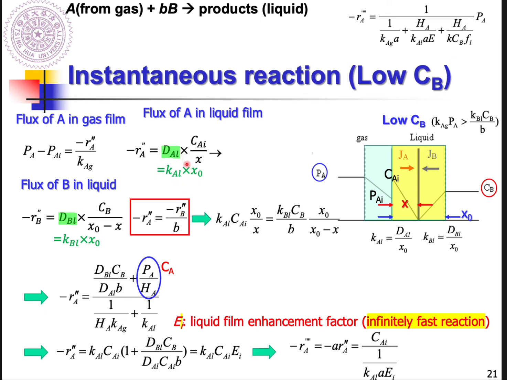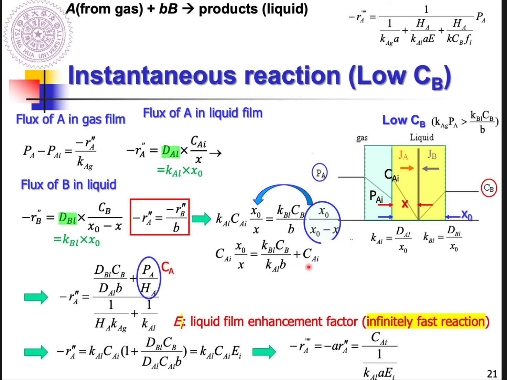So we use this left-handed side and right-handed side here. So we got this result. You can check KAL, CAI, x0 over x on the left-handed side. Here, KBL, CB, x0 over x0 minus x, and over b. Yes. So we got this equation. And we move this term to the left-handed side. And after arrangement, we got this result.